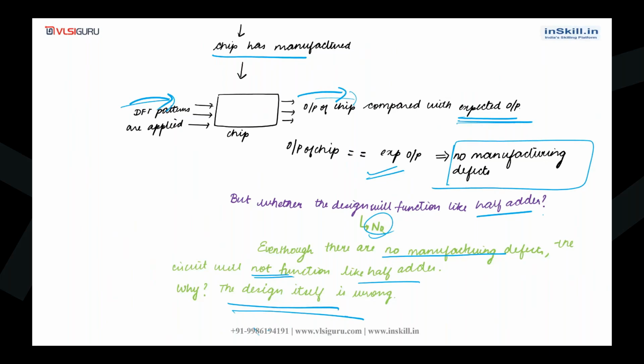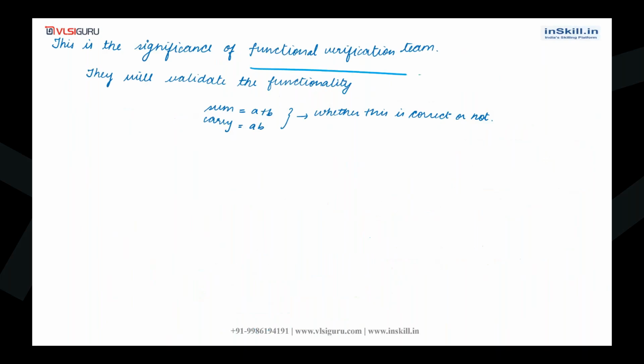So that is the significance of the functional verification team. They will be validating the functionality, whatever is written here, whether this is correct or not. So now we have tried to understand the difference between a DFT engineer and a functional verification engineer, and why we need both the DFT team as well as the functional verification team.